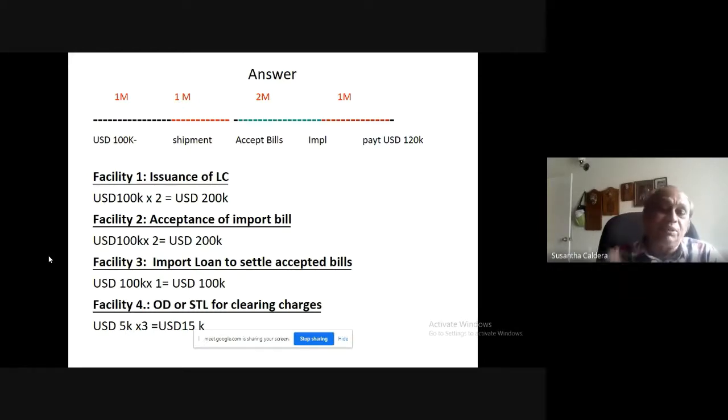But එකක් ගෙවෙනකොට තව එකක් ඒක open වෙනවා. ඒක revolving, right? Revolving facility for acceptance of import bill. Revolving facility for import loan to settle accepted bills. Revolving facility for OD or short-term loan for clearing charges. Everything revolving, right? Okay. Anything else?